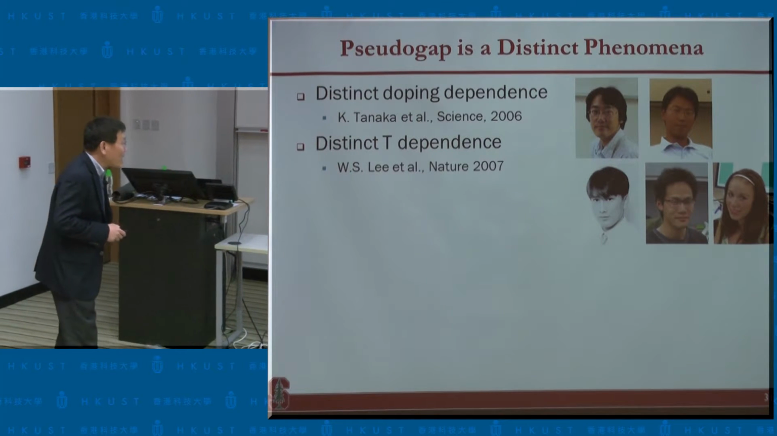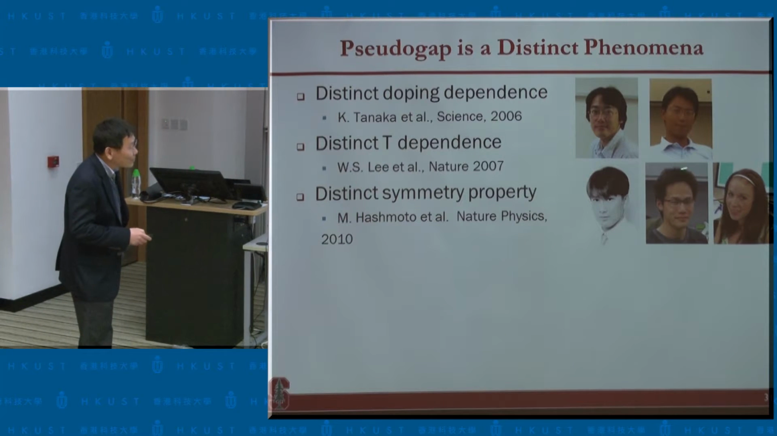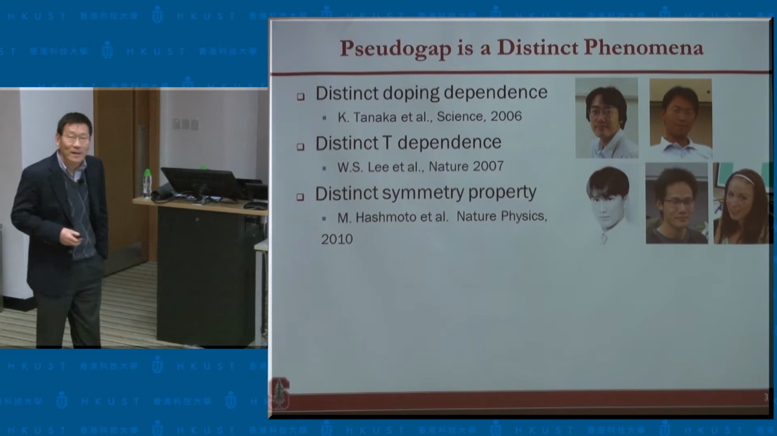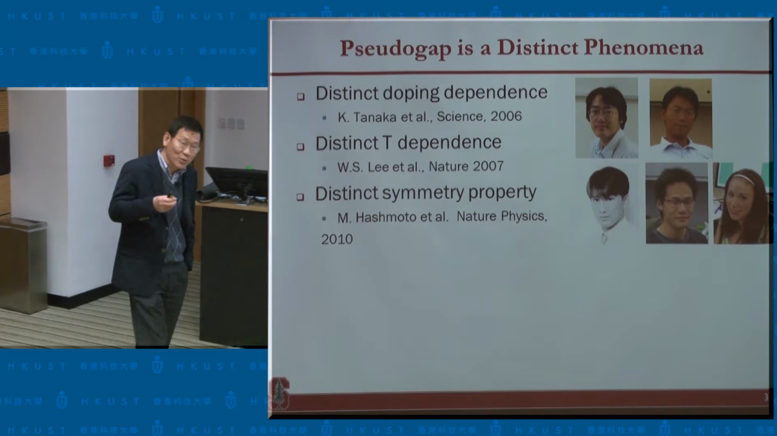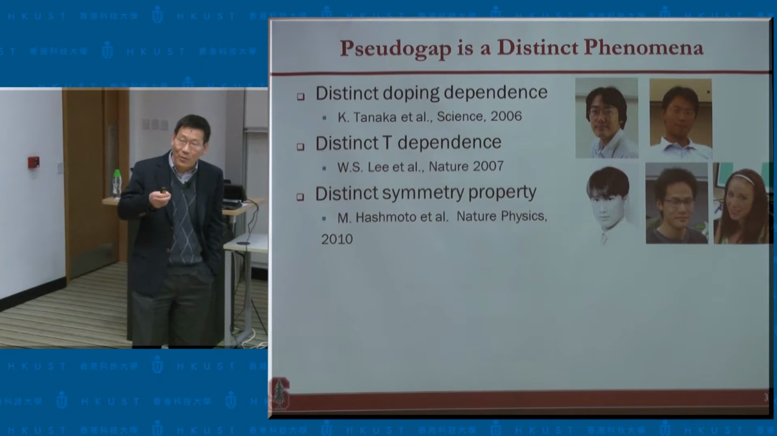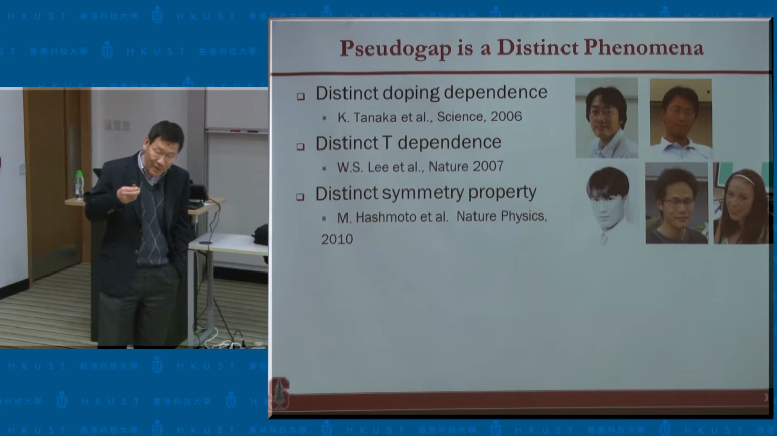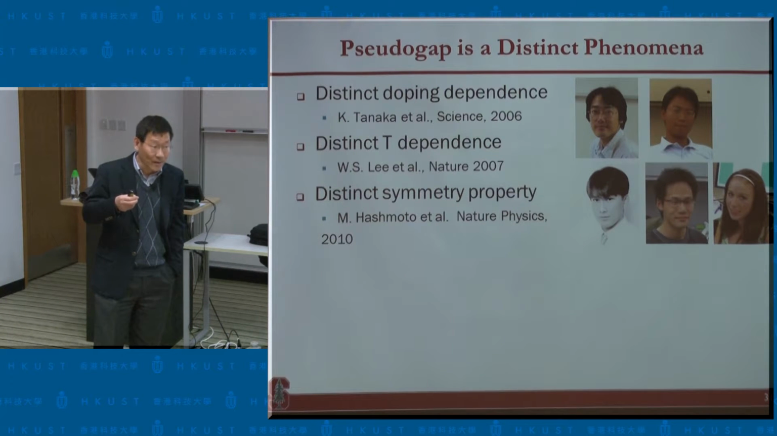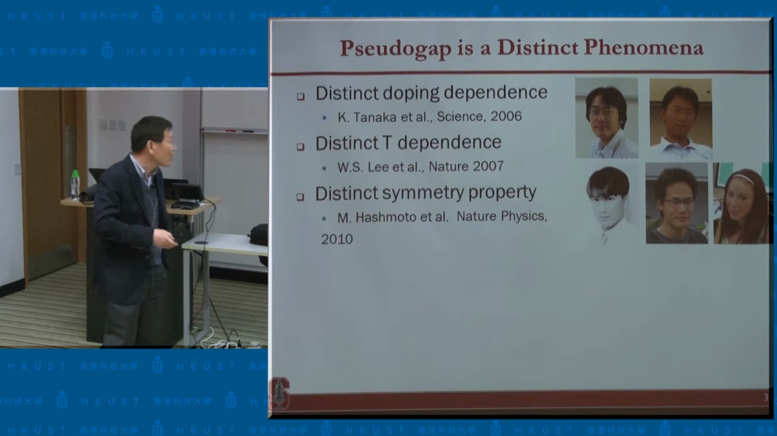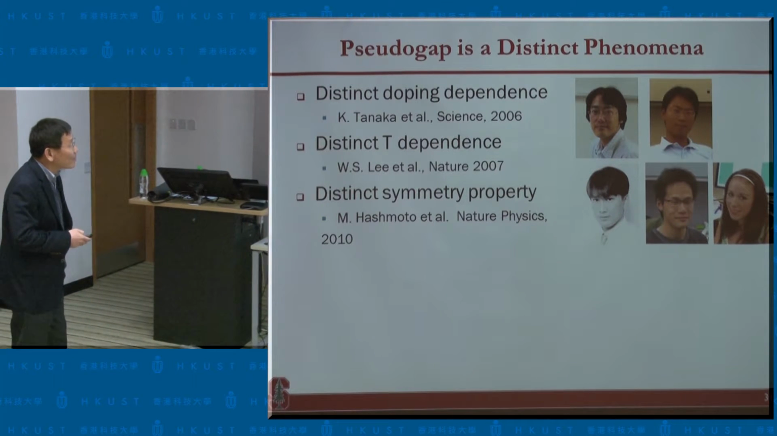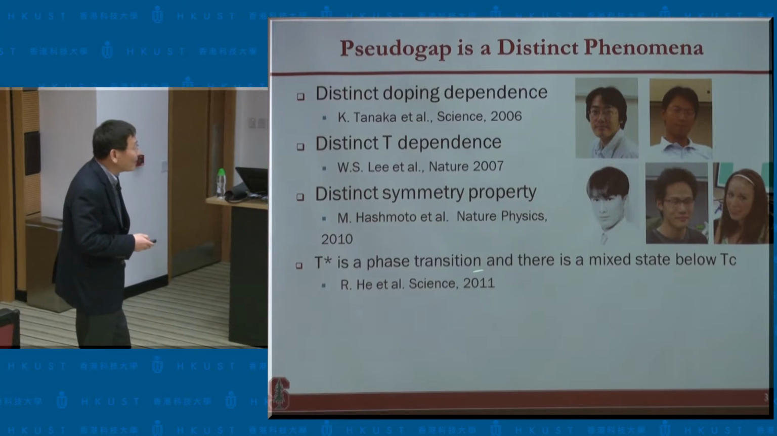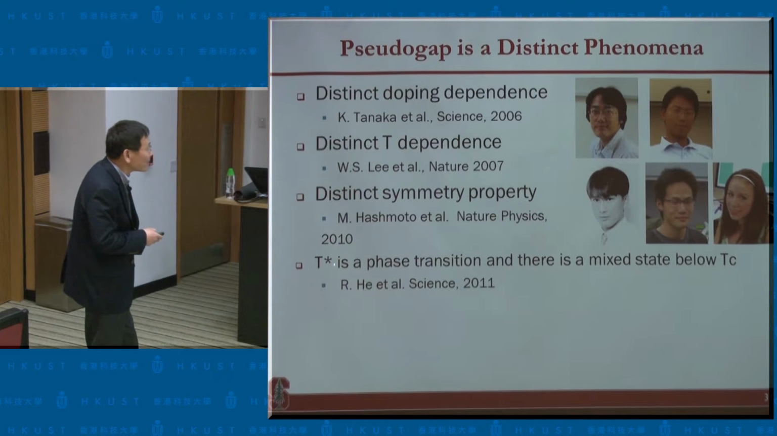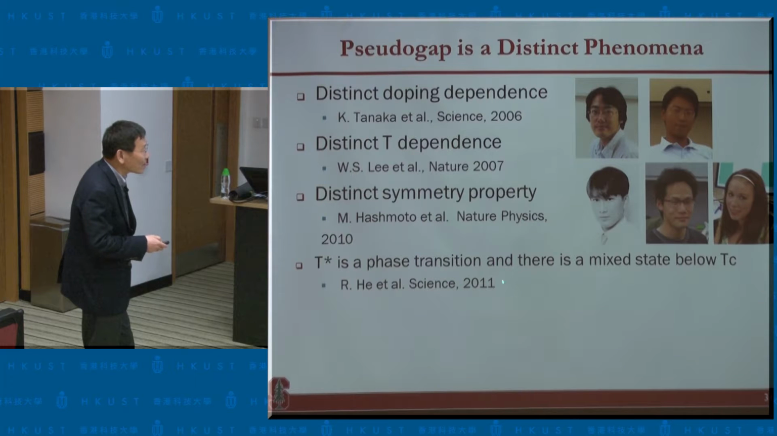And it was the work of Makoto Hashimoto, which shows that the pseudo gap has a distinct symmetry that breaks the particle-hole symmetry, which is very different from a superconducting pair. Superconductivity is always a Bogoliubov quasi-particle state, always a particle-hole symmetric state. Then it was Rui-Hua He, and he showed that T star is a phase transition, at least for one of the systems in the cuprates we studied.